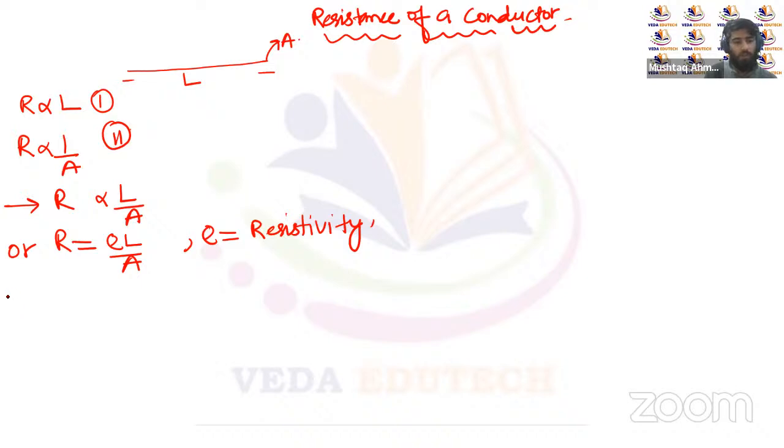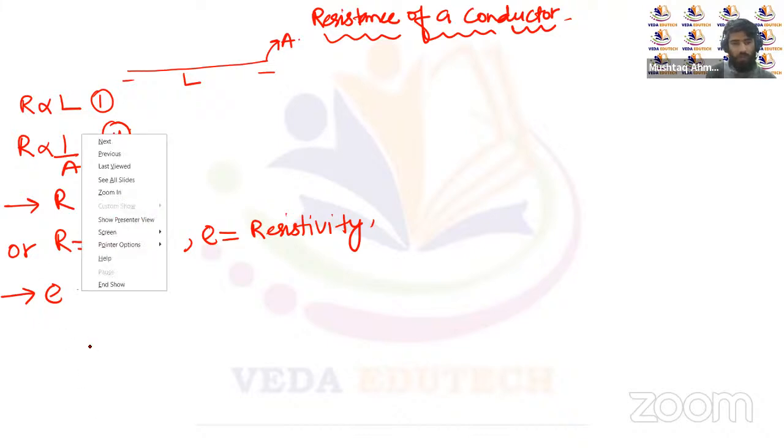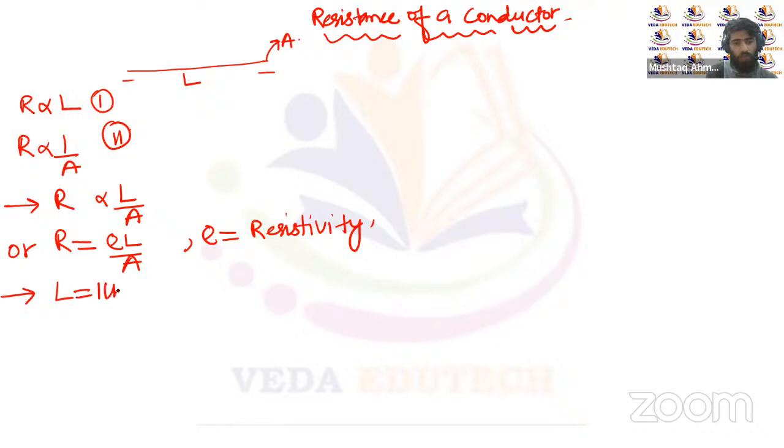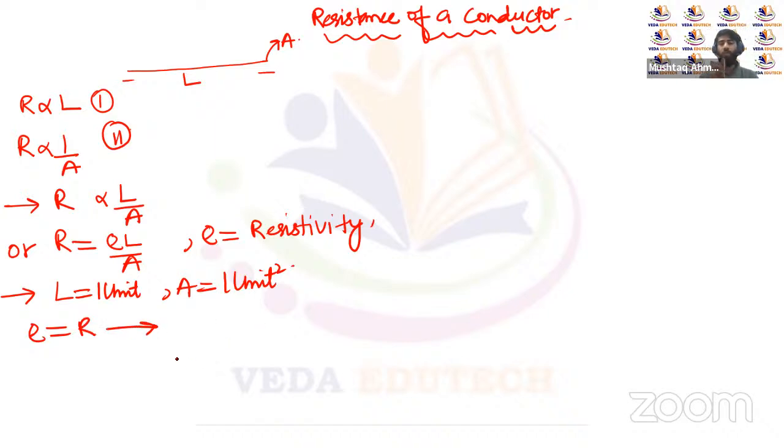Now this quantity is what we call the resistivity. Let's suppose we take the length of a conductor L as 1 unit, and the area of cross section as 1 unit square. Then this rho will be equal to R. So it is the resistance of a conductor of 1 unit length and area of cross section 1 unit square.